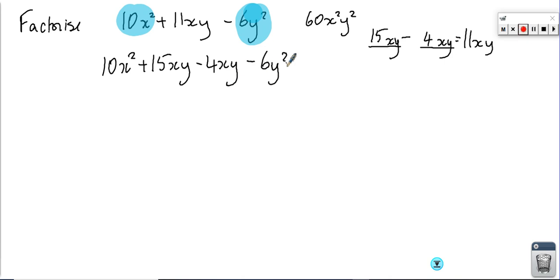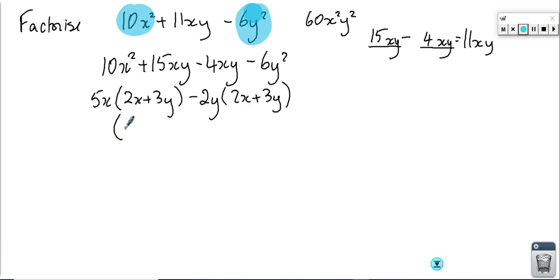Taking out 5x as a common factor in the first two, I get 5x into 2x plus 3y. Taking out minus 2y as a common factor, I'm left with 2x plus 3y. Note that 2x plus 3y is again a common factor. So taking out 2x plus 3y, I'm left with 5x minus 2y. And that is the end of this topic. Hope you have understood for the next lesson.